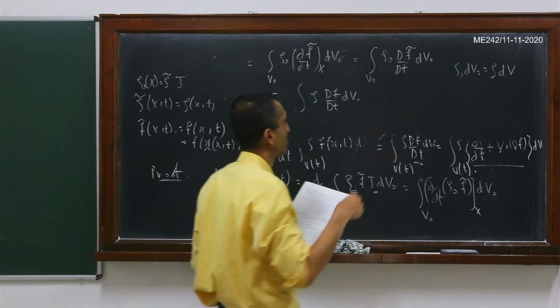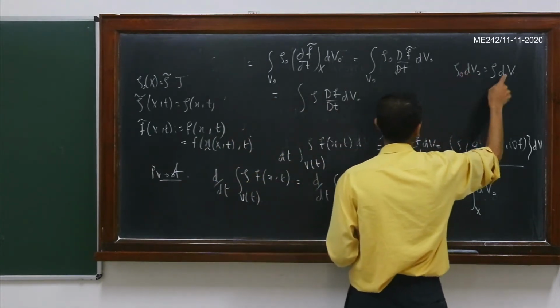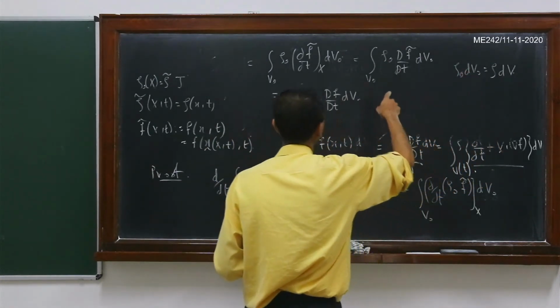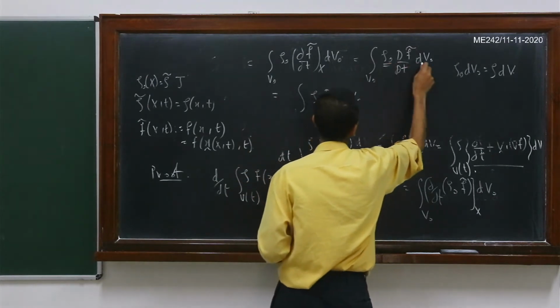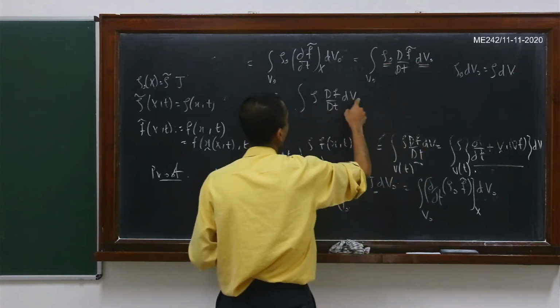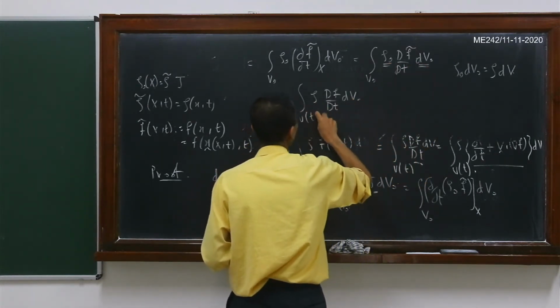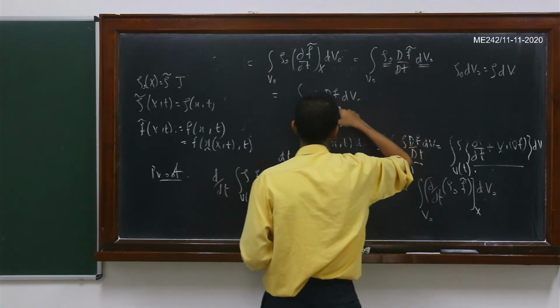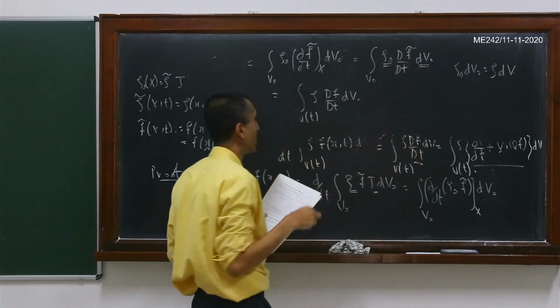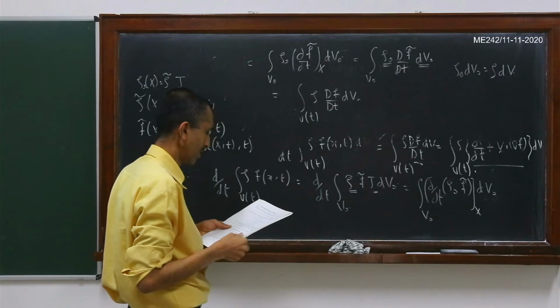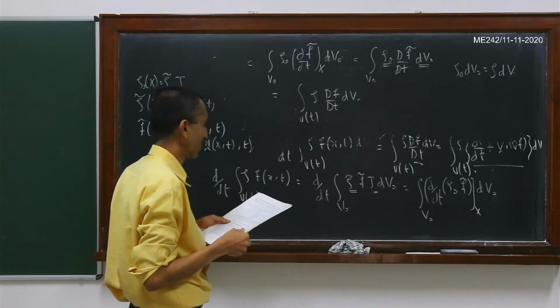Rho naught times dv naught is equal to rho times dv, and so this part here gets replaced by rho times dv. This is over v of t, and this material derivative is now expressed in the Eulerian form. So that is just df by dt. So this is how we get this particular result here.